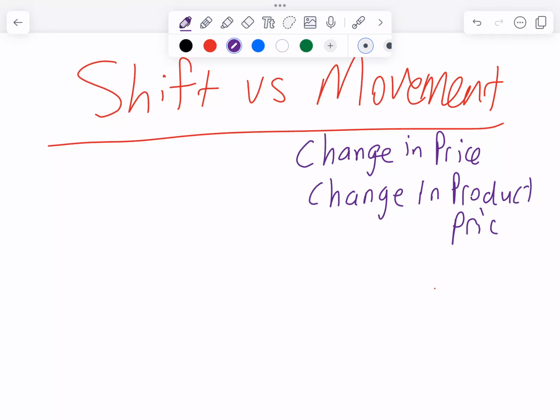or when there is a change in the output price. Any one of these things. So just a change in price. That's the key thing here. That's going to be considered a movement.